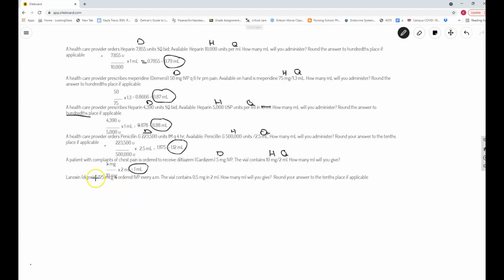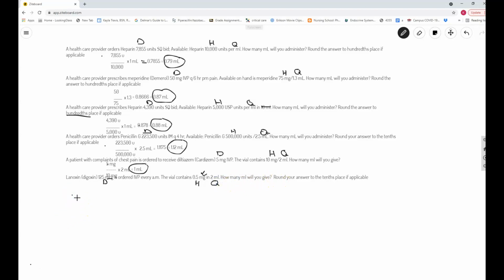Okay, the last one is digoxin, 125 micrograms. Okay, so that's my desired. Now that does say micrograms under there. Is ordered IV push every morning. The vial contains 0.5 milligrams. Uh-oh, we don't have the same units here. So we have milligrams and we have micrograms per 2 mils. So that's my quantity. How many mils are you going to give?